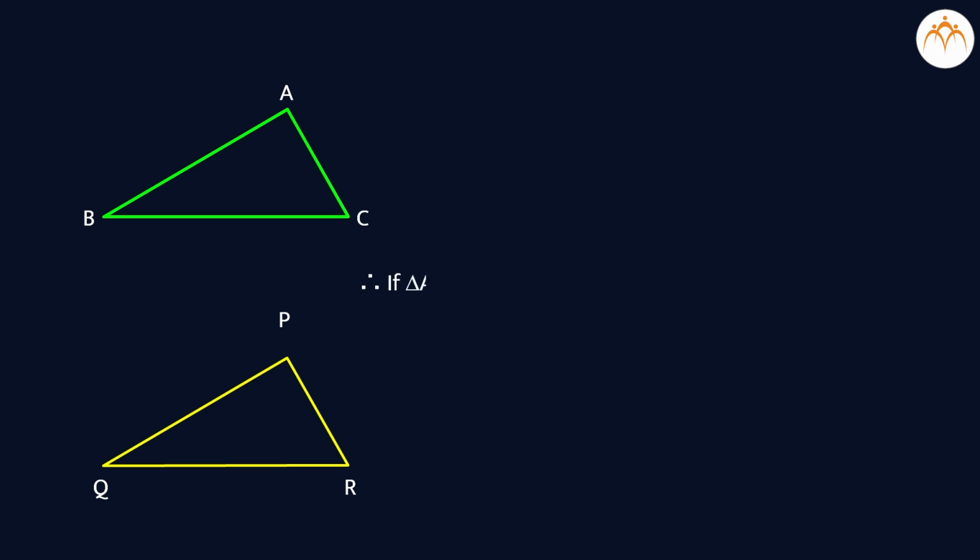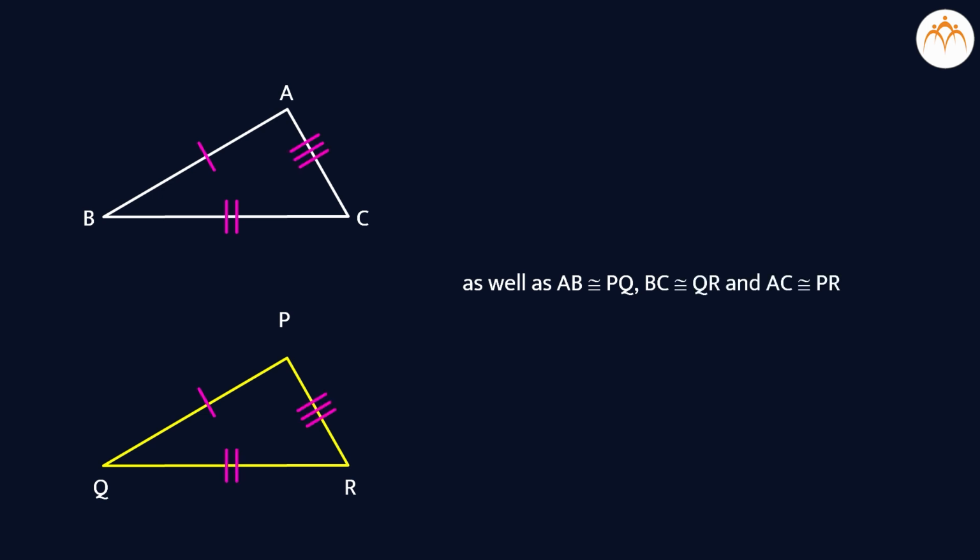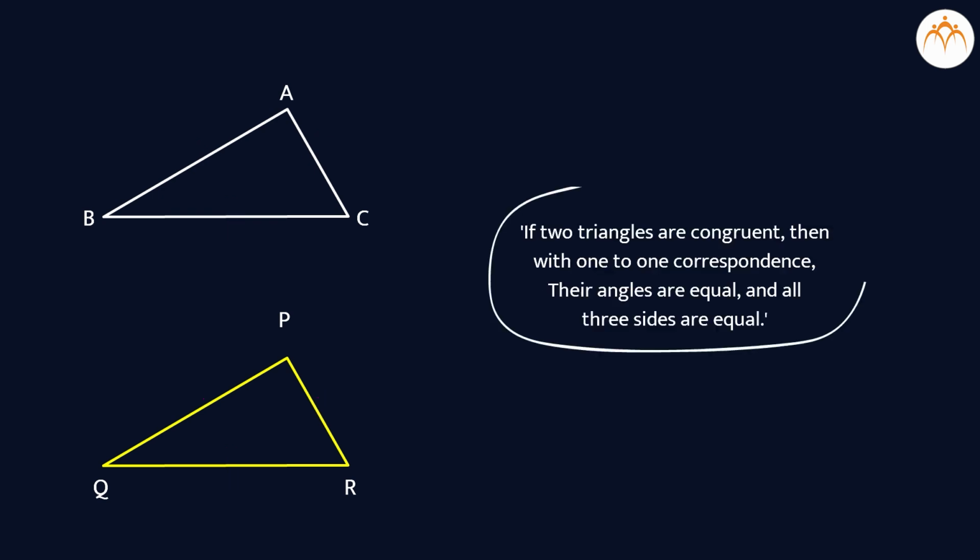Therefore, if triangle ABC is congruent to triangle PQR, then angle A is congruent to angle P, angle B is congruent to angle Q, and angle C is congruent to angle R, as well as AB is congruent to PQ, BC is congruent to QR, and AC is congruent to PR. Thus, we have learnt an important thing, that if two triangles are congruent, then with one-to-one correspondence, their angles are equal and all three sides are equal.